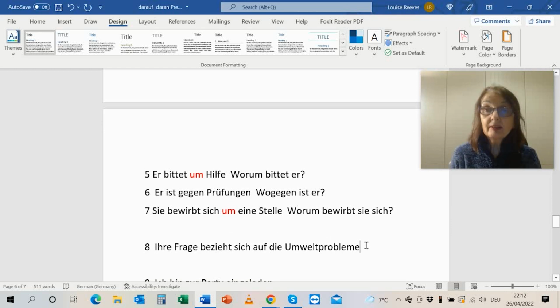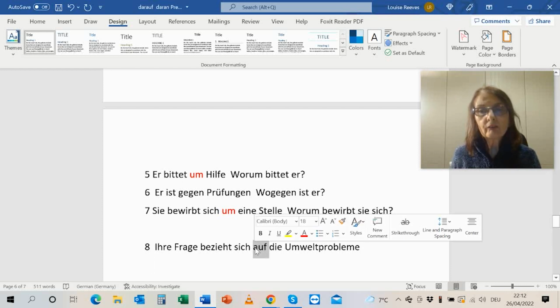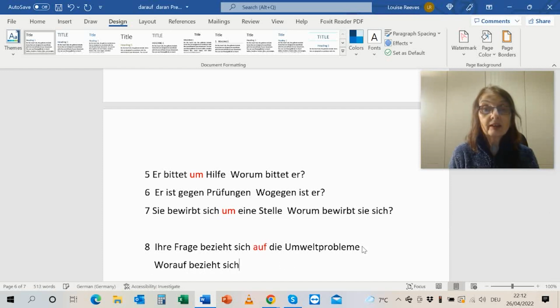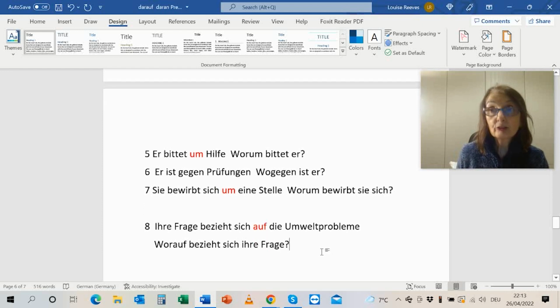So never be afraid when you see these at the front of a question again. Ihre Frage bezieht sich auf die Umweltprobleme. Your question refers to the environmental problems. Looking at my preposition, I better put that in red just in case it's not clear enough, the importance of these prepositions. So, worauf bezieht sich Ihre Frage? What does our question refer to? And as you know, it's auf die Umweltprobleme. That would be in your answer. So there'd be no need to be afraid of this in the question. You'll see the answer clearly in your text.